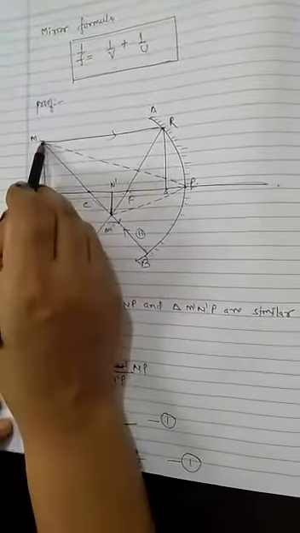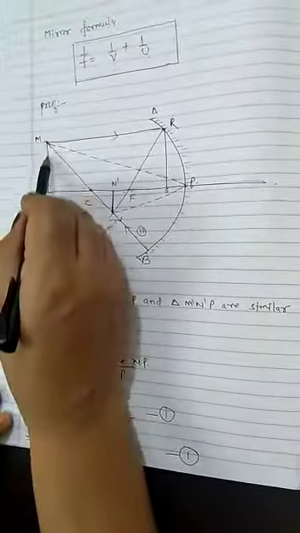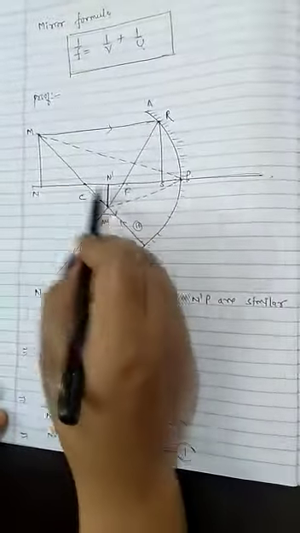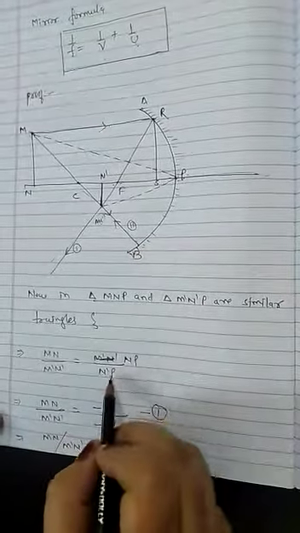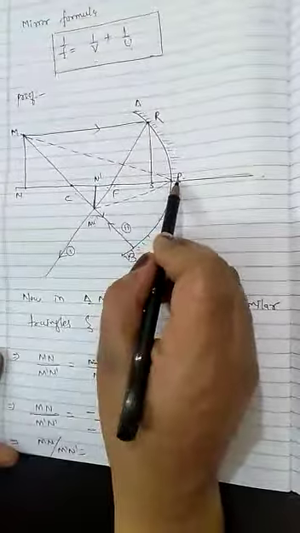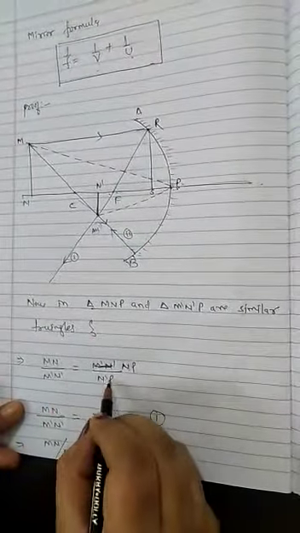So here in triangle MPN the perpendicular is MN, and in this triangle it is M dash N dash. So perpendicular upon perpendicular, then base upon base. For the first triangle the base is NP, and for the second triangle it is N dash P. So MN upon M dash N dash is equal to NP upon N dash P.